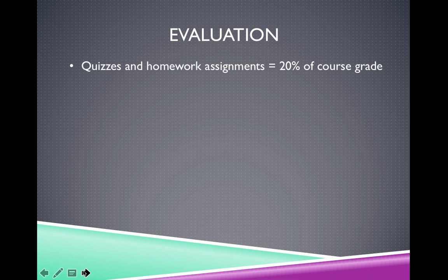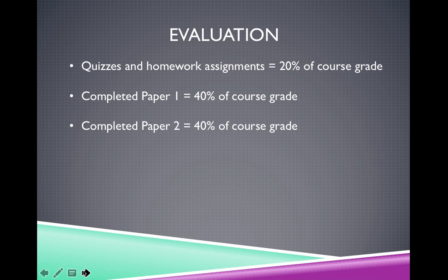All of those types of assignments, which is basically everything except the final papers for the 2 papers, will be averaged together, and that grade is 20% of your course grade. The completed Paper 1 is worth 40% of your course grade, and completed Paper 2 is worth 40% of your course grade. So, each of the 2 papers you write will be 40% of the course grade. That might seem like a lot, but this is a writing class, so most of the grade should be based on your writing, right?